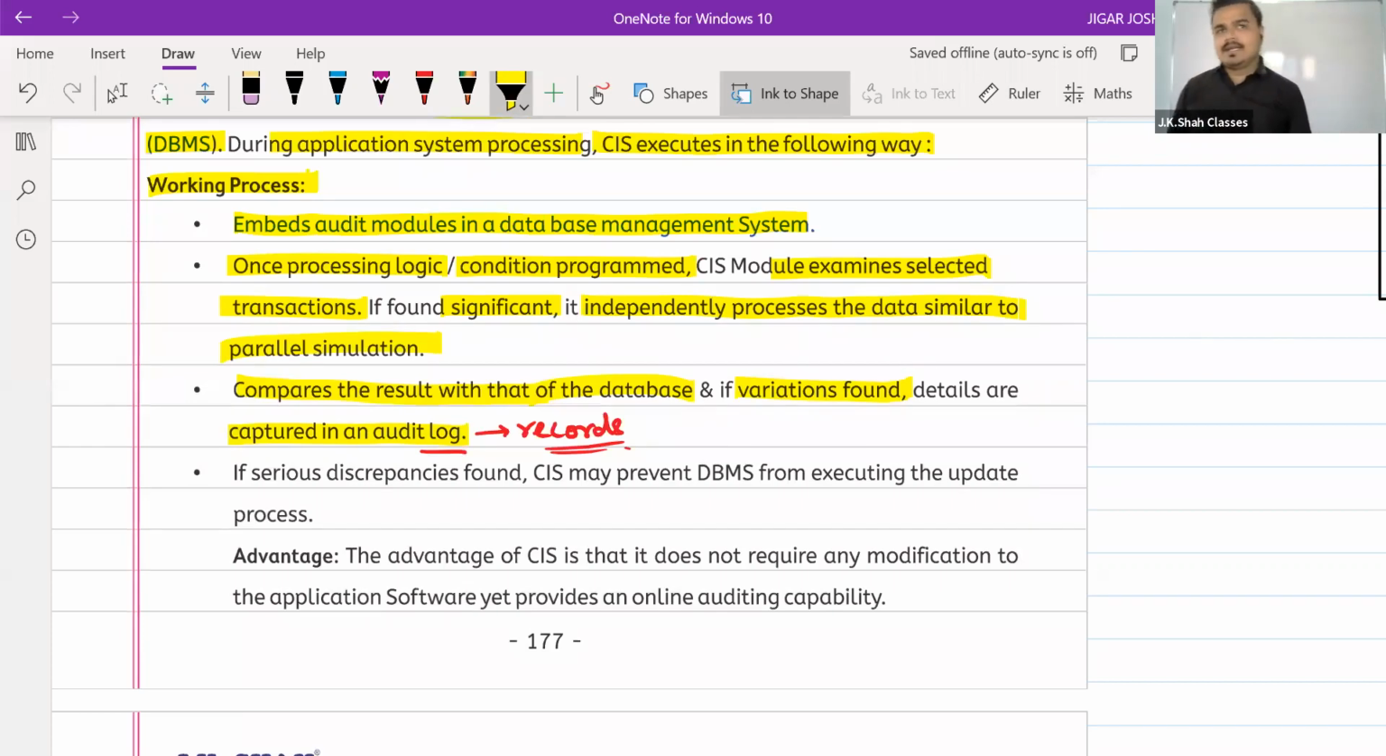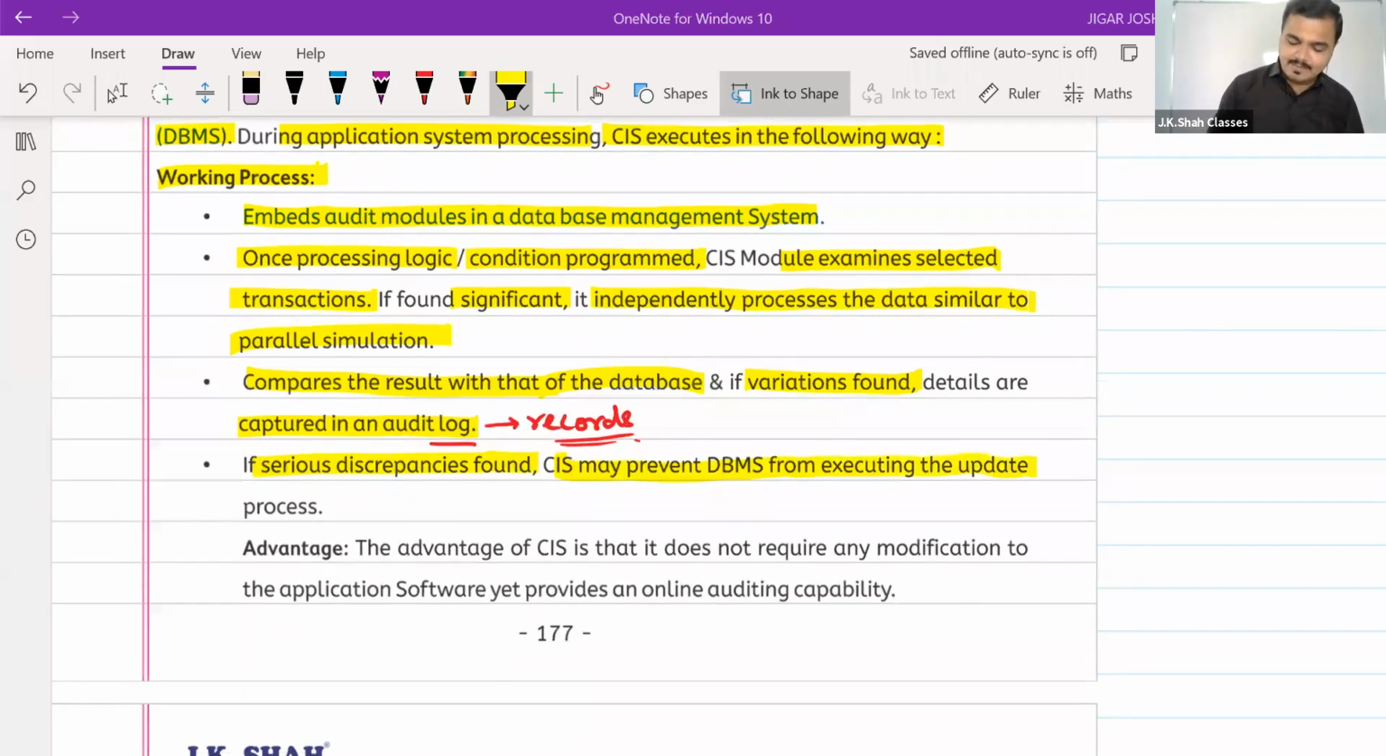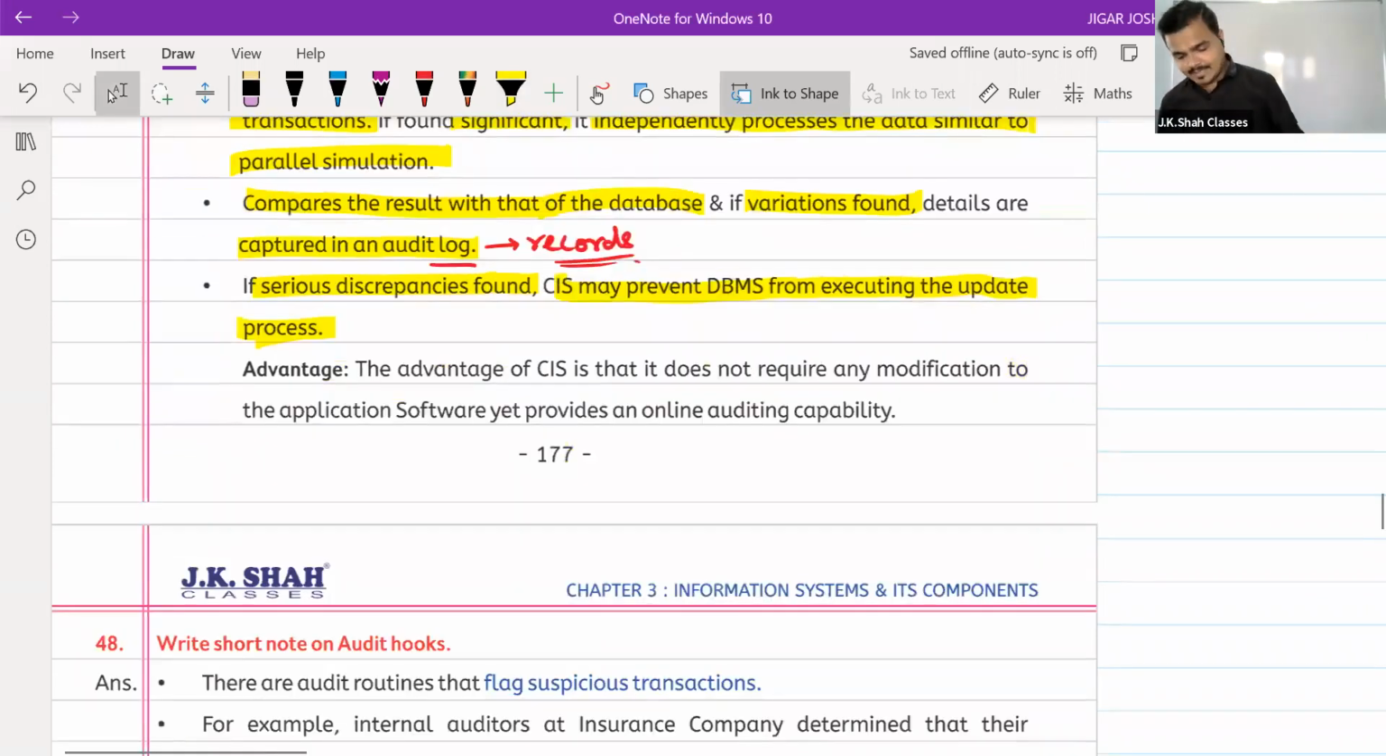And what happened? Passenger related data, you checked with goods and carriages terms and conditions. Then serious discrepancies will be found. Yes or no? Yes, sir. So in case, my dear students, a serious discrepancy is found, CIS may prevent the DBMS from executing and updating the process. Understood? Yes, sir.